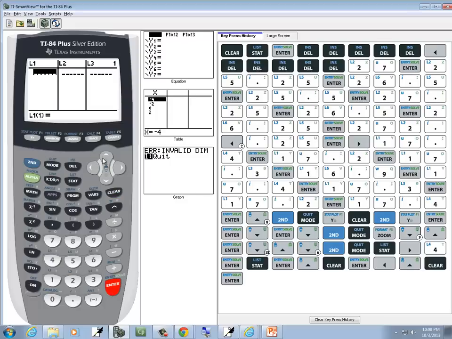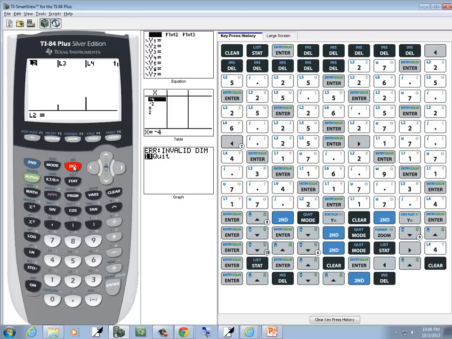Now if you press delete by accident, if you come up here and you highlight L1, you press delete. Say you come in, you notice, whoa, L1's gone. Well, you do an up arrow, highlight L2, and then you second delete to choose insert. Now don't just press delete again, you'll be deleting another list. And then you do second 1 to put the name back in there of L1, and then you press enter.